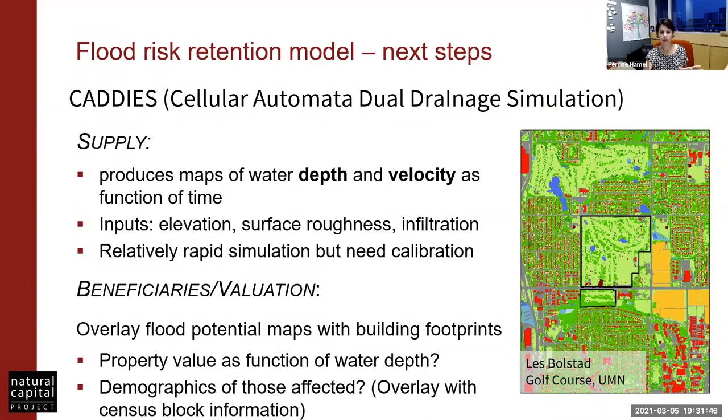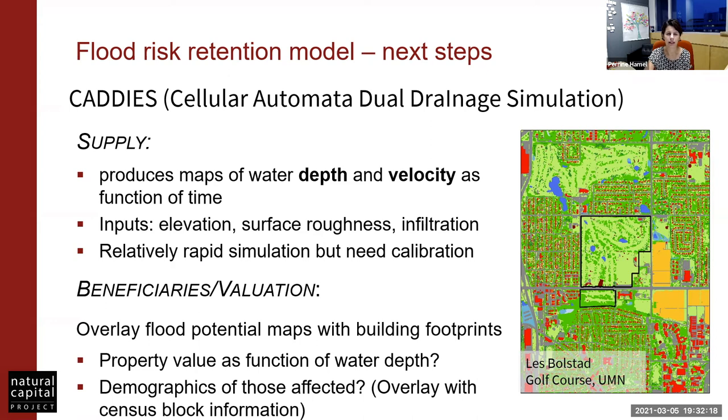Before going to the application and hands-on demonstration of the model, I wanted to give you a sense of some of the limitations and also the next step. So the largest limitation of the model is essentially that we cannot look at the actual flood depth that are predicted or estimated in an area. So in terms of valuation, it's quite limiting.